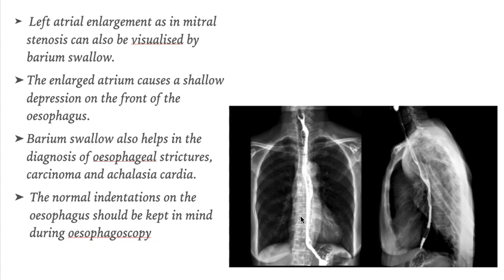A left atrial shadow, as in mitral enlargement due to mitral stenosis, can also be visualized on the barium swallow, which is showing the esophagus. The enlarged atrium causes a shallow depression in front of the esophagus. The barium swallow is also helpful in the diagnosis of esophageal strictures, carcinoma, and achalasia cardia. Normal indentations should be kept in mind while performing esophagoscopy.